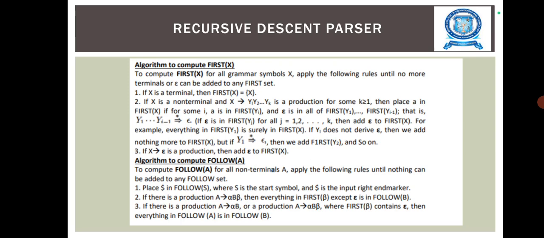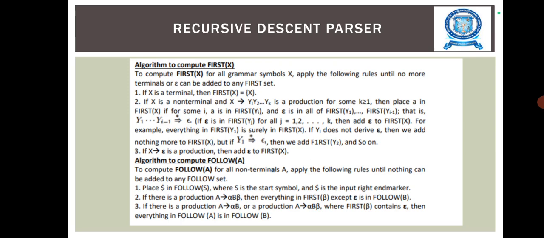Algorithm to compute follow of A. To compute follow of A for all non-terminals, apply the following rules until nothing can be added to any follow set. Place dollar in follow of S, where S is the start symbol and dollar is the input right end marker. If there is a production A tends to alpha B beta, then everything in first of beta, except epsilon, is in follow of B.